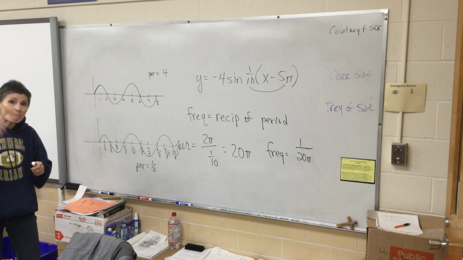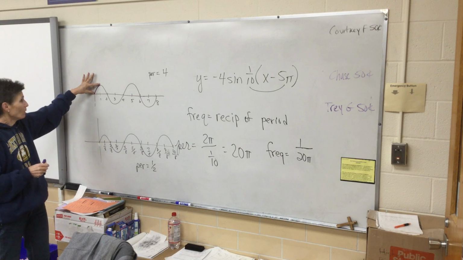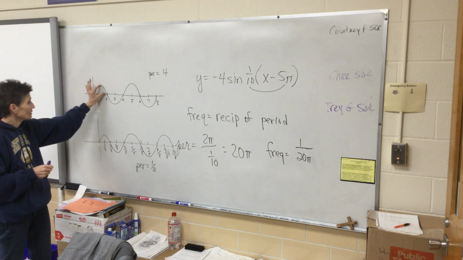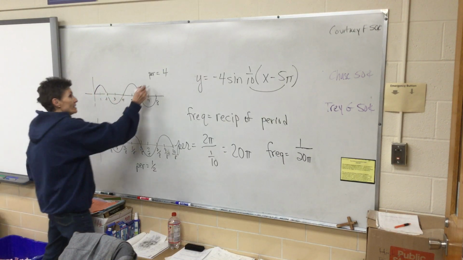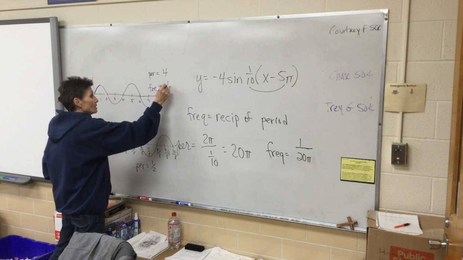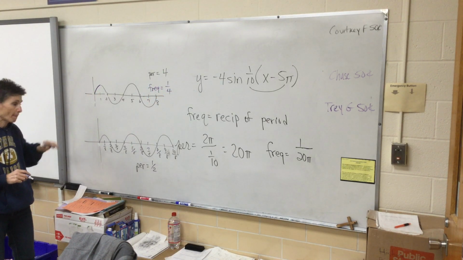Frequency is how many periods I did in that space. Well, I didn't even do a whole period. I did 1/4 of a period. There's a 4th, there's a 4th, there's a 4th, there's a 4th. So my frequency is 1/4 because I only got 1/4 of a period done.